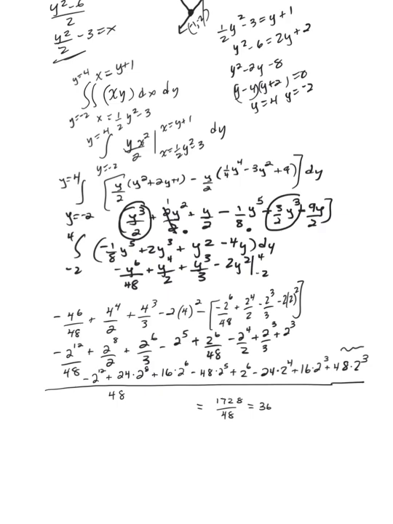So what does this mean? This means that the volume of this surface bounded below by the region that we discussed, that volume bounded between the surface and that region is 36.